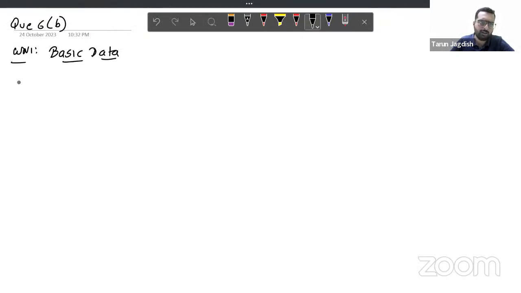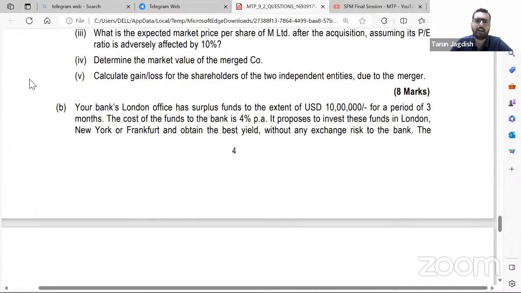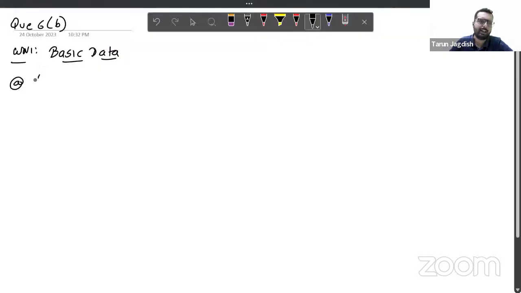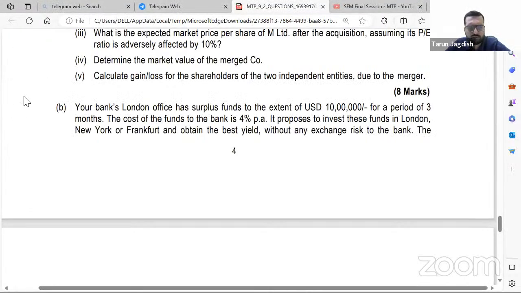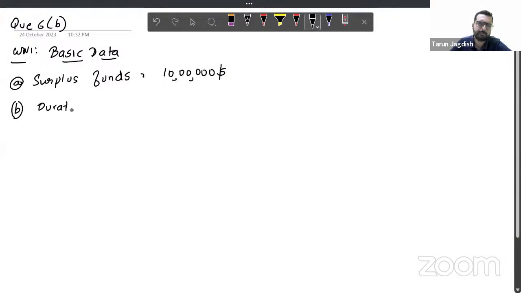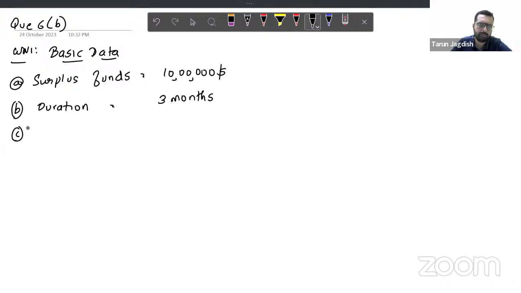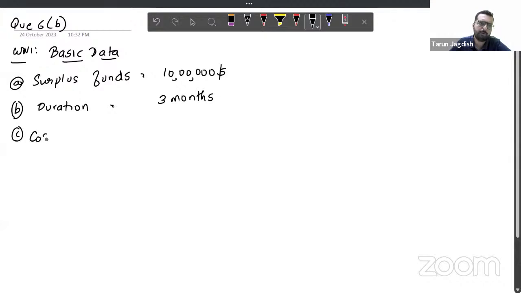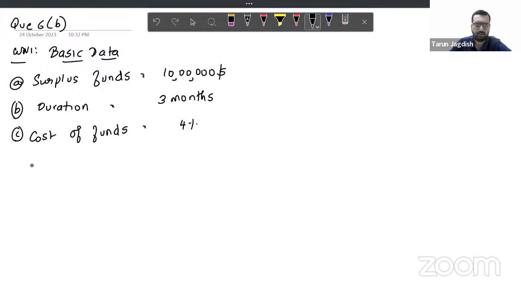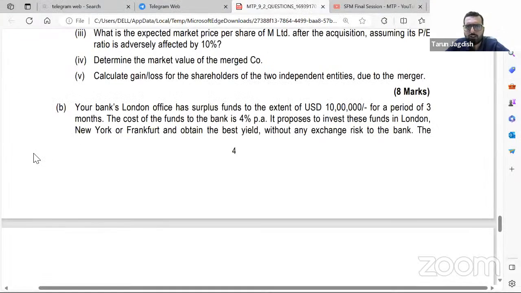Working note number 1. Basic data. London office is having surplus funds of $10 lakh. So it has $10 lakh for a period of how many months? Duration is going to be 3 months. All right. The cost of fund to the bank is how much? 4%. Cost of fund is 4%.